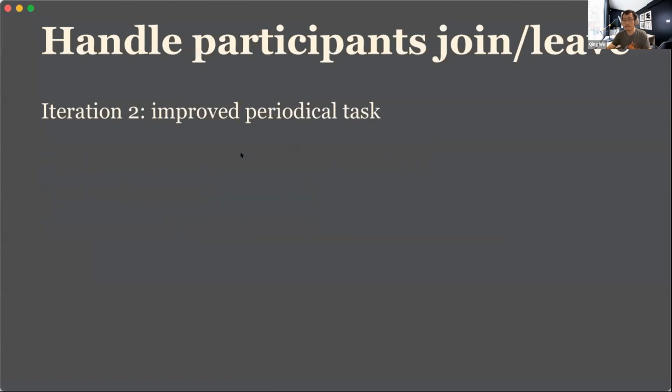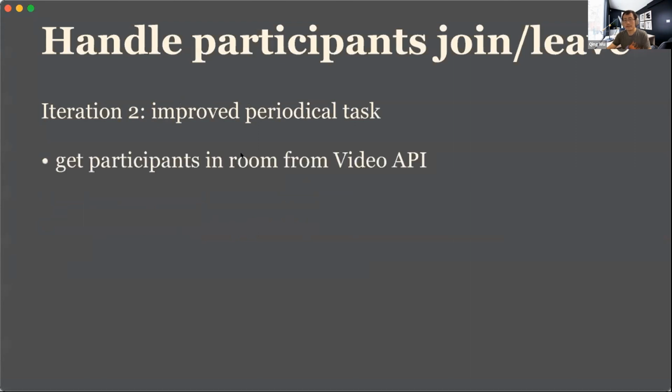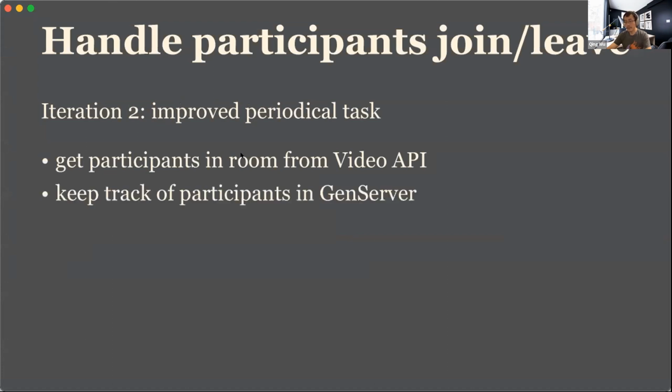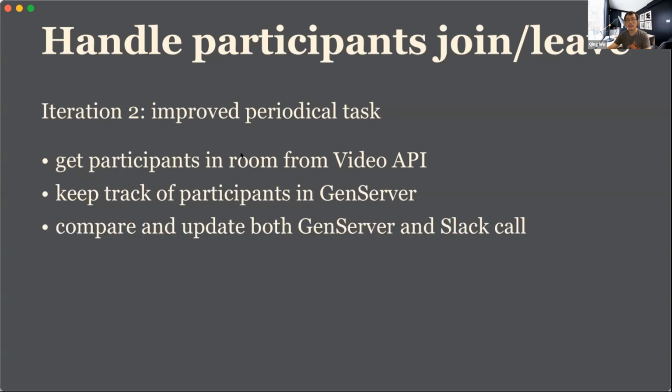So given that, how about I do it myself? So here comes iteration 2 with an improved periodical task. I first get the participants in the video room as before. And then the change is that I keep track of the participants in the GenServer state for the call. And then I will compare what I get from the video API and what I have in the GenServer state, and then update both the GenServer and the Slack call.